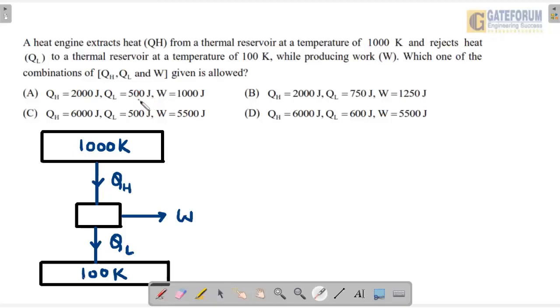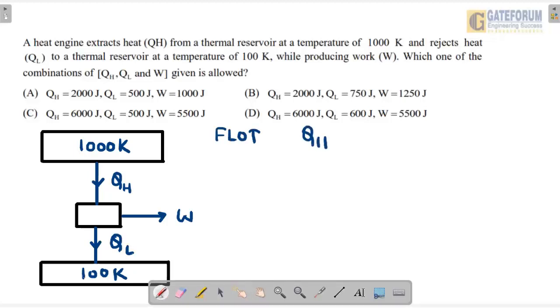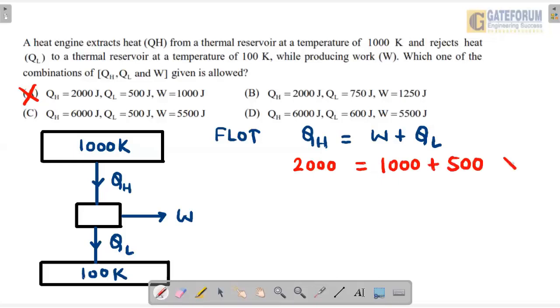So first law of thermodynamics, if you check, guys, QH minus QL. If you apply it, then QH, energy in, is equal to energy out, W plus QL. So this is the violation. Option number A is the violation. Therefore, it is wrong because QH is 2000 and it is going to be 500, meaning 1000 plus 500. That is the violation. Right? Therefore, it is wrong.